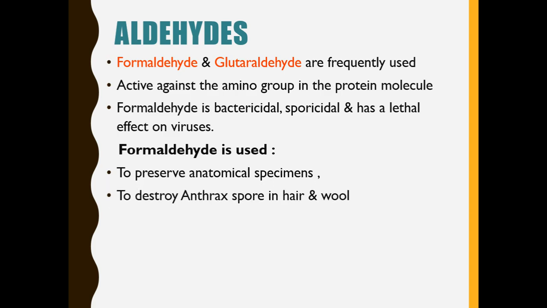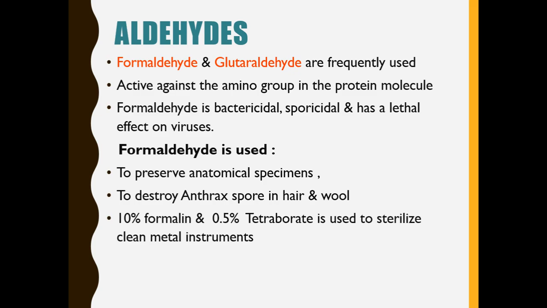The second one is to destroy anthrax spores in hair and wool. Formaldehyde is able to kill anthrax spores, and that's why it is commonly used for disinfection of hair and wool. The anthrax bacilli cause infection from sheep, and wool is prepared from the hair of the sheep, so it must be subjected to the action of formaldehyde to kill the anthrax spores.